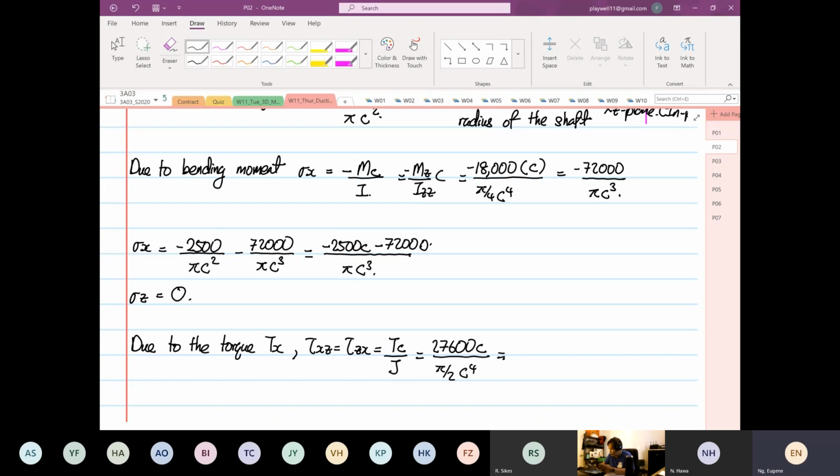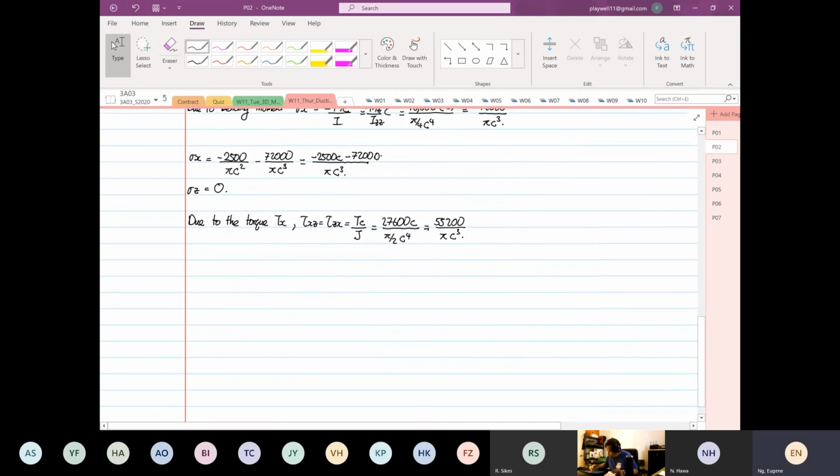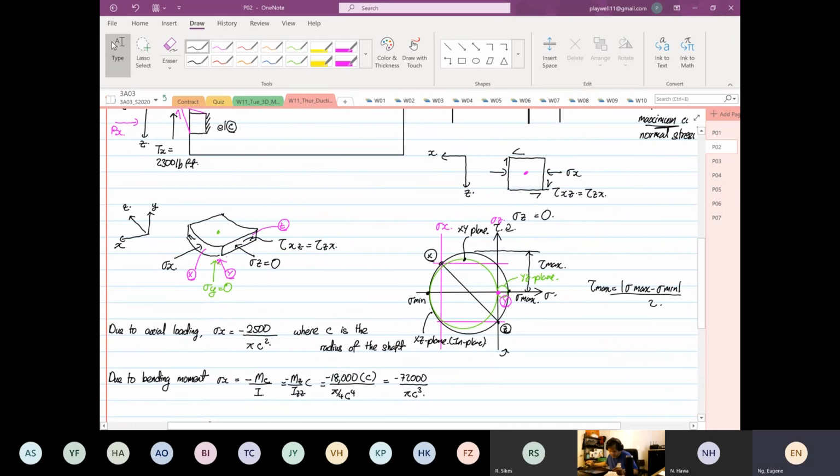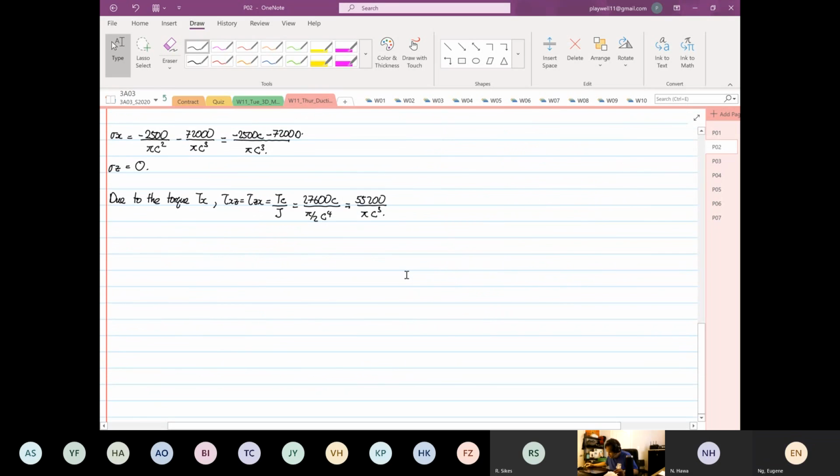So this will be equal to 27,600 times 2, so it's 55,200 over pi c cube. Okay. So what we have achieved down here is we are able to calculate this now. Okay. So I'm going to copy this. All right.